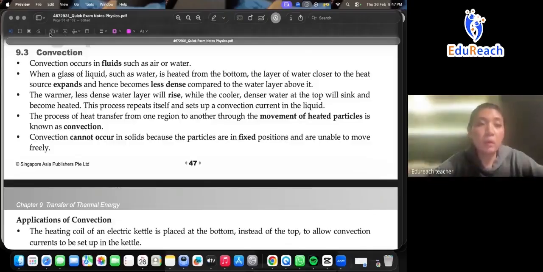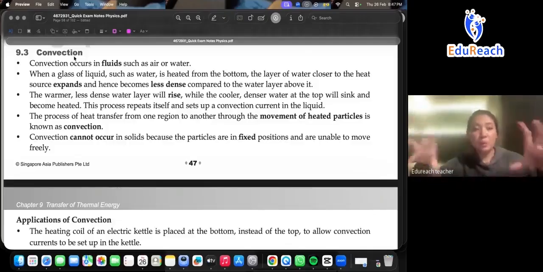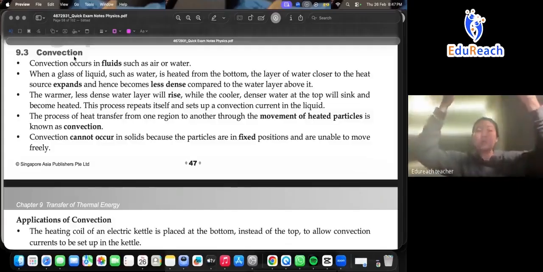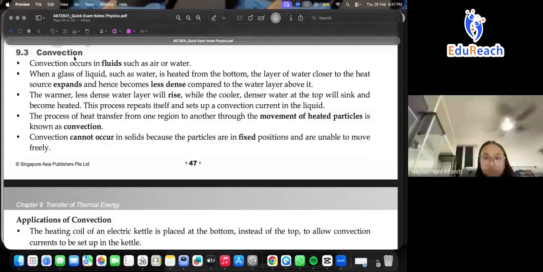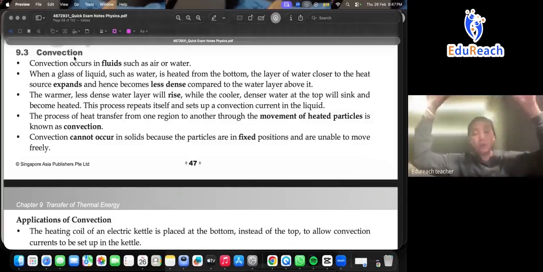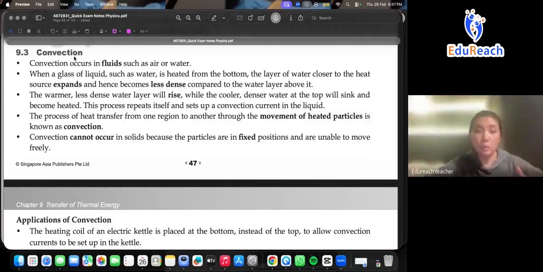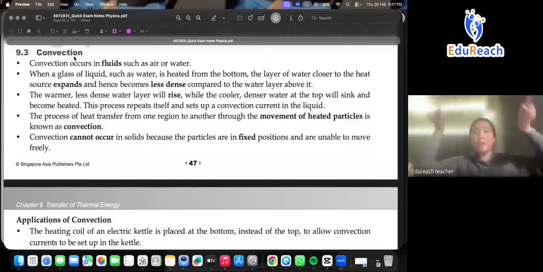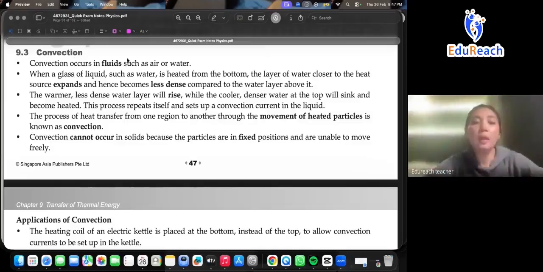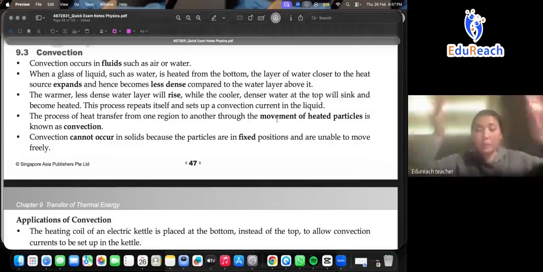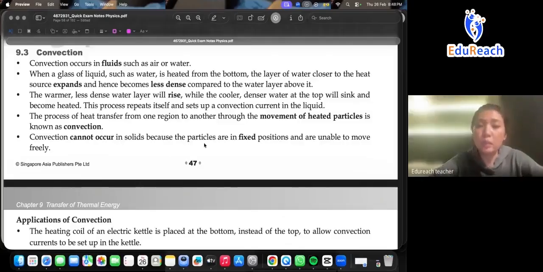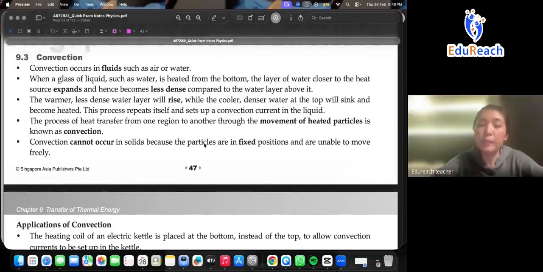Okay, and what is the principle of convection? Hot fluid expands, has lesser density, and then it will rise. Cooler fluids, in comparison, will be relatively denser, and then it will sink down to the bottom. When this happens, this rise and fall will repeat itself continually, and this sets up a convection current in the fluid. So the process of heat transfer from one region to another through the movement of heated particles from bottom to top, this is convection. Convection cannot occur in solids because the particles are in fixed positions and cannot move freely.